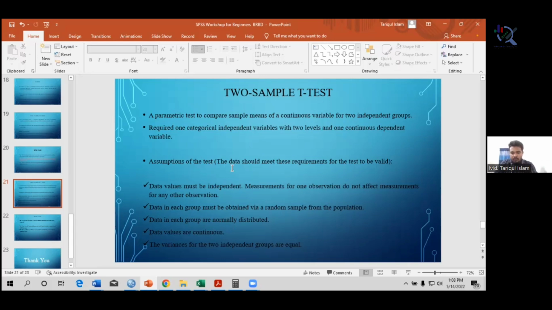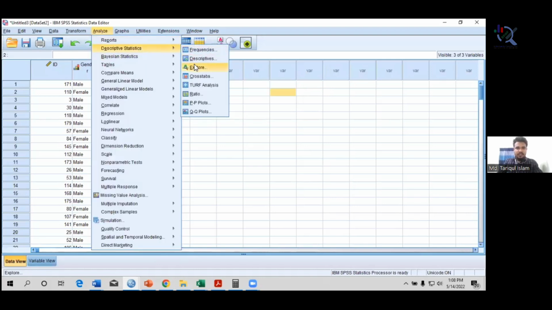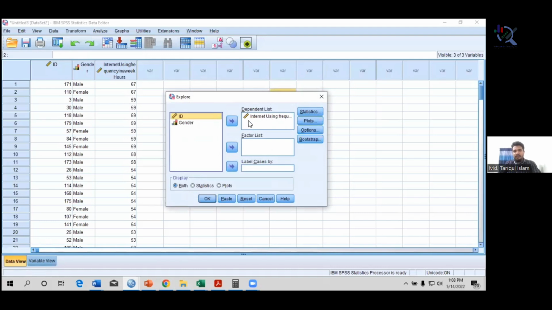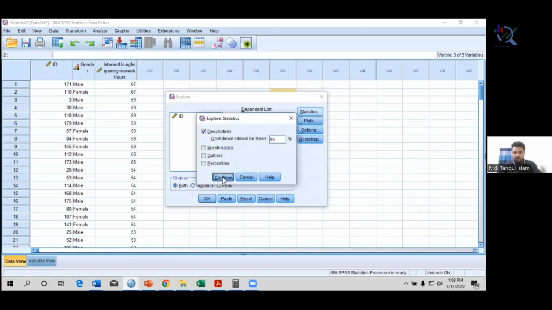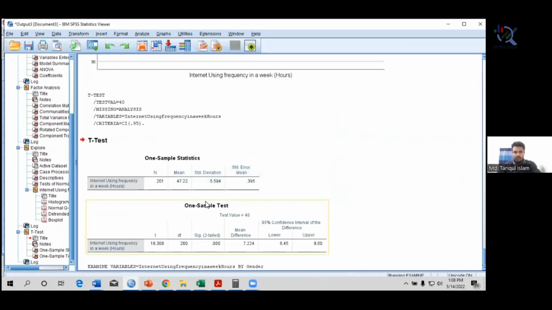Now, what we have to do is check the normality of the two groups, male and female. Analyze, Descriptive Statistics, Explore. Here the dependent variable is internet using frequency, and gender will be my factor list. Fine. Okay, click on that.